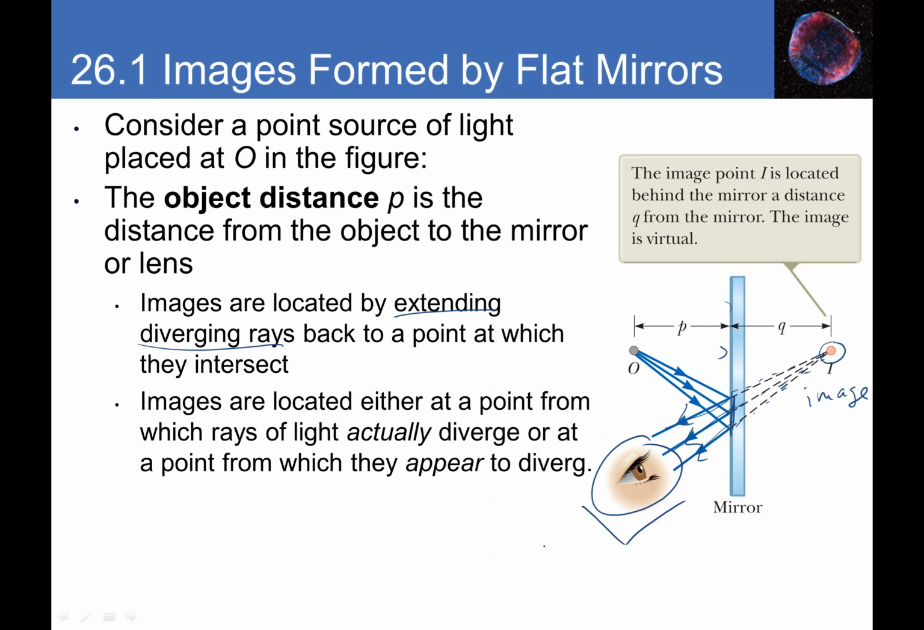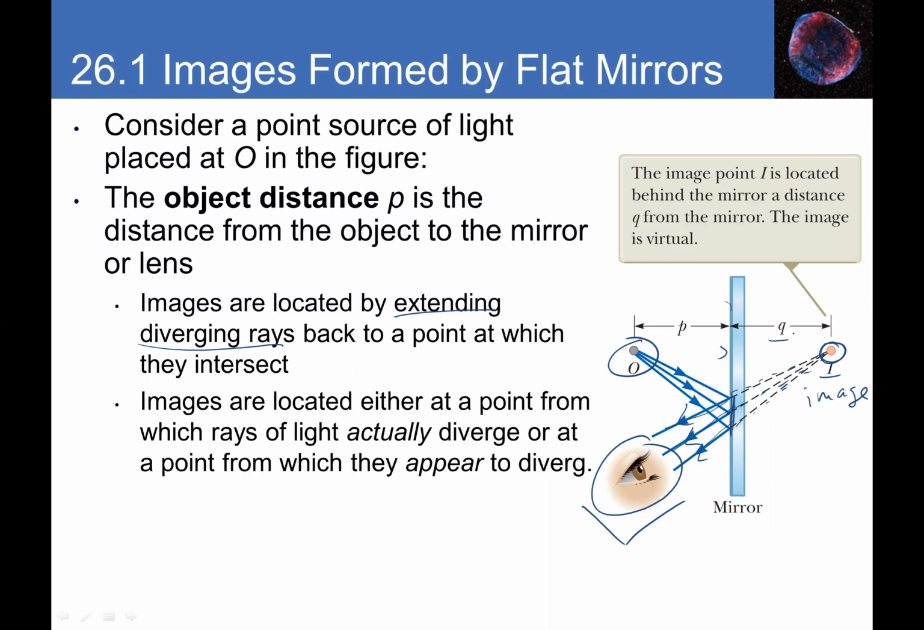Because in a way, as you extend that reflected light back and reach this position, I, it seems like all those reflected rays started from that position and then diverged away. So in reality, this is where they diverge away from, but they appear to be diverging away from that as well, okay? And that is where the image of this object will appear inside the mirror.